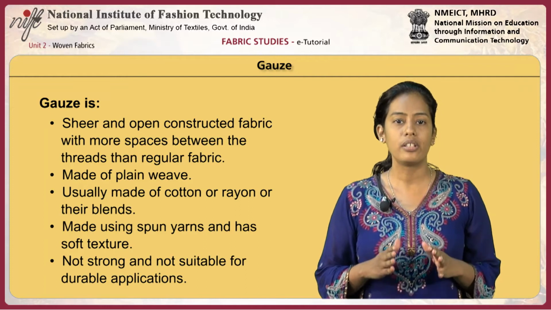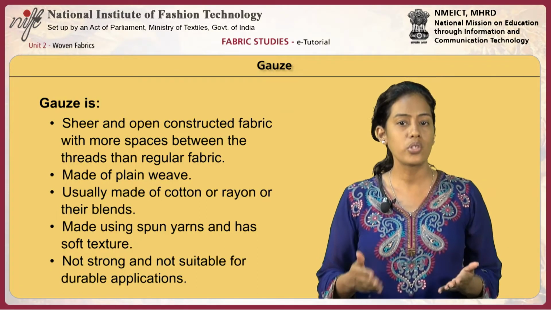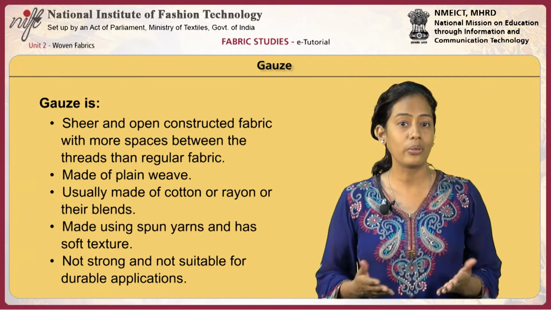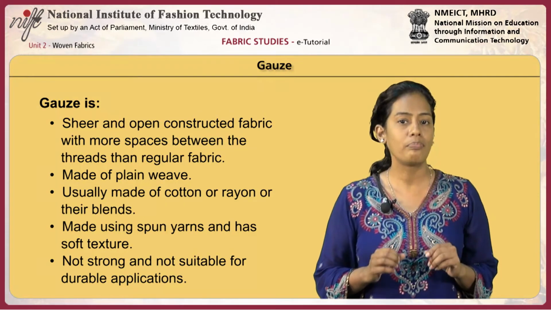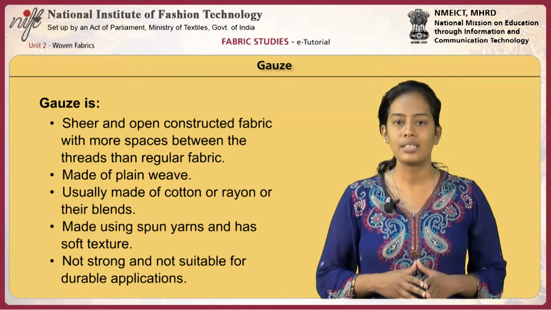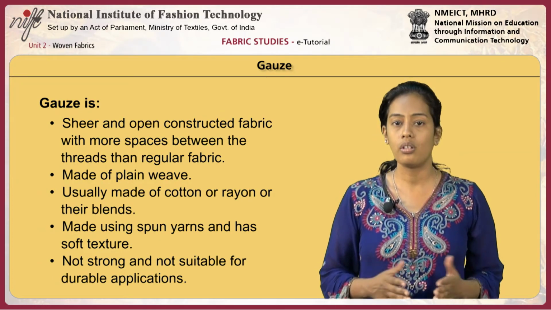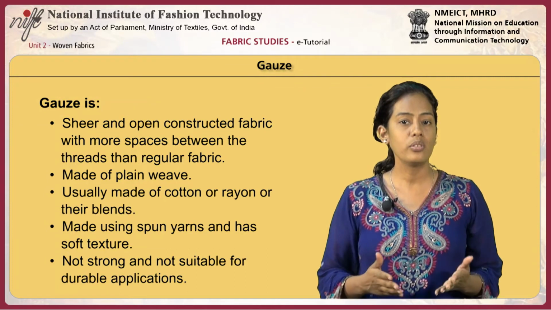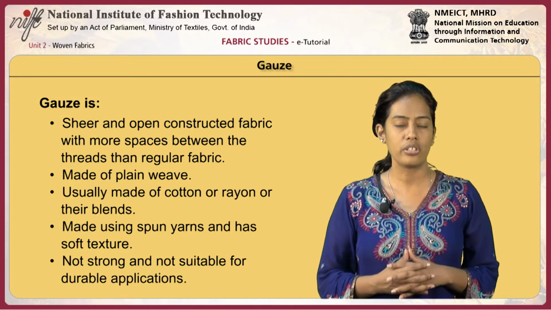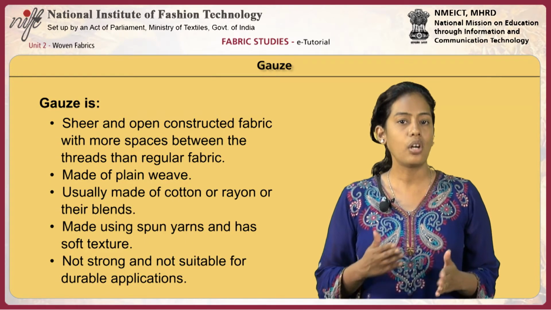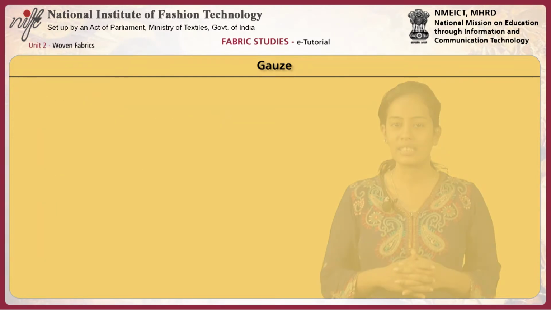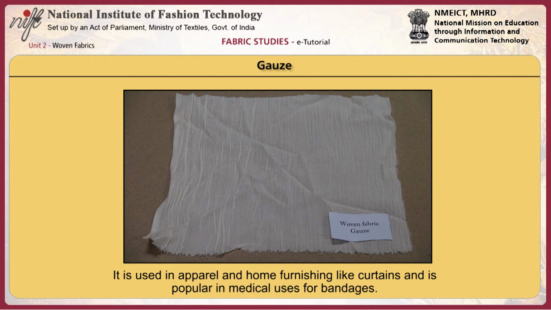Gauze is a sheer and open constructed fabric with more spaces between the threads than regular fabric. It is made of plain weave. Gauze fabric is usually made of cotton or rayon or other blends. It is made using spun yarns and has a soft texture. They are not strong, hence not suitable for durable applications. It is used in apparel and home furnishing like curtains and is popular in medical uses for bandages. Indian gauze has a crinkle look with varied thickness.